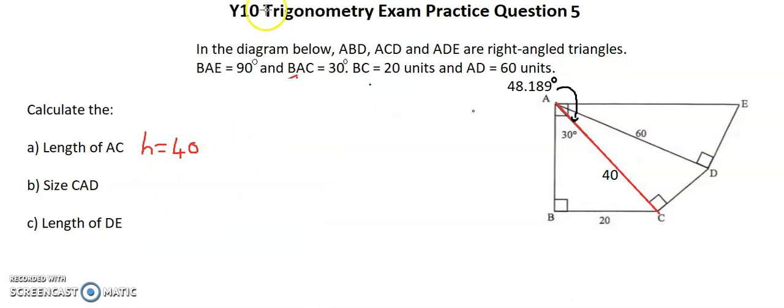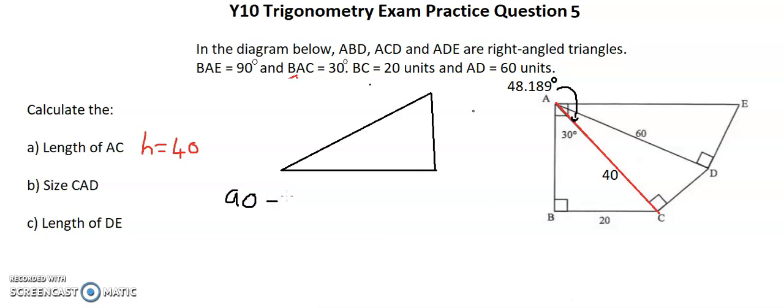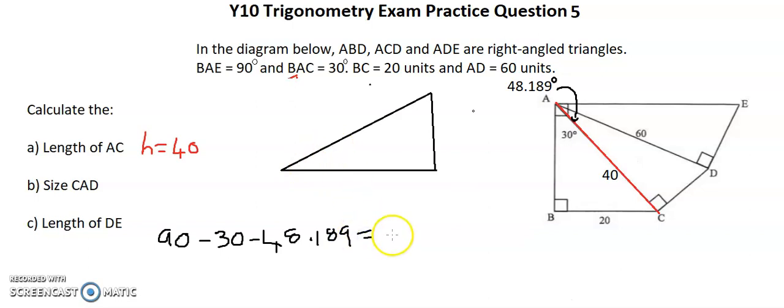Now the third part says the length of DE. So again, I'm going to draw a triangle, just so we're not doing too much working out on the same picture. Now, to work out this angle, if the all three is equal to 90, then we need to go 90, take away 30 degrees, take away what we just found, which is 48.189. Now, if we do that, that gives us the angle of 11.811 degrees. So we already know the angle, 11.811 degrees. That's what we know.